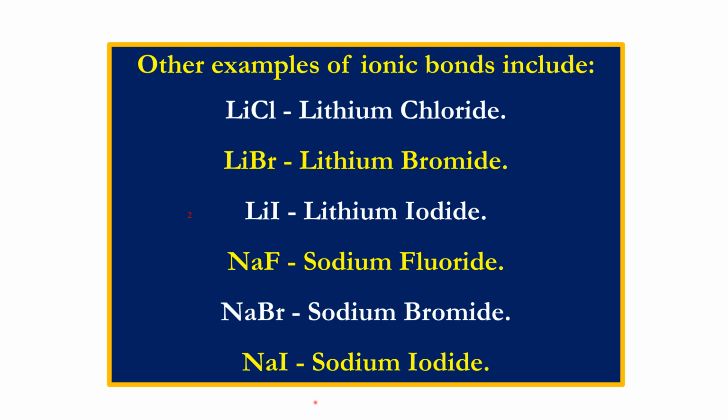So electrovalent or ionic bonding involves the transfer of valence electrons between atoms in a molecule.